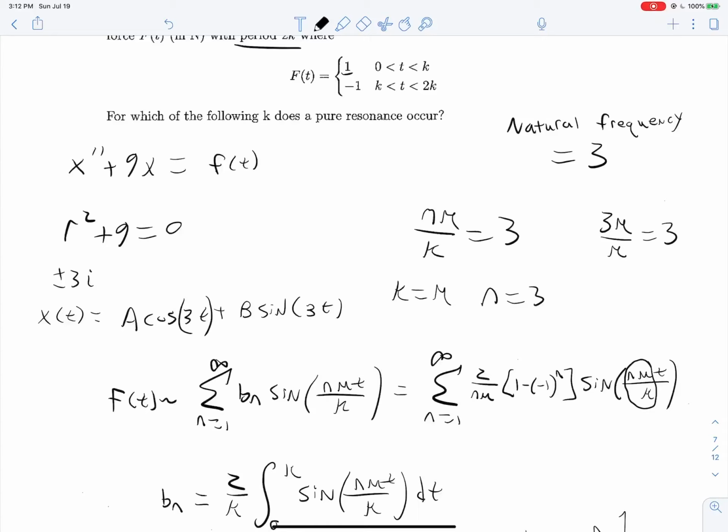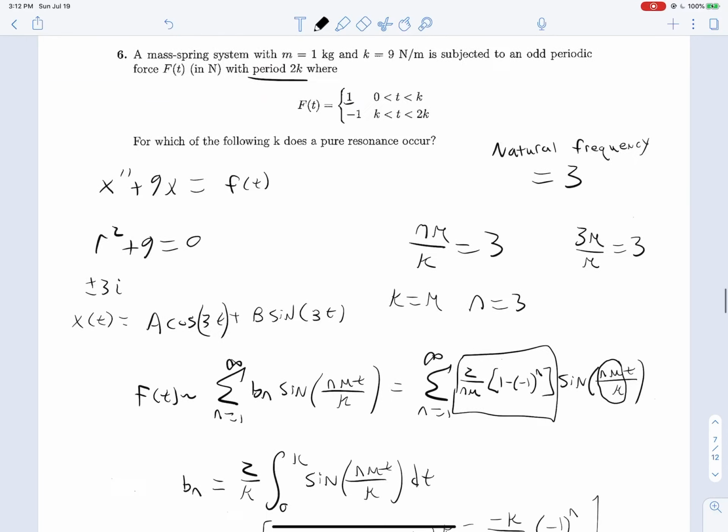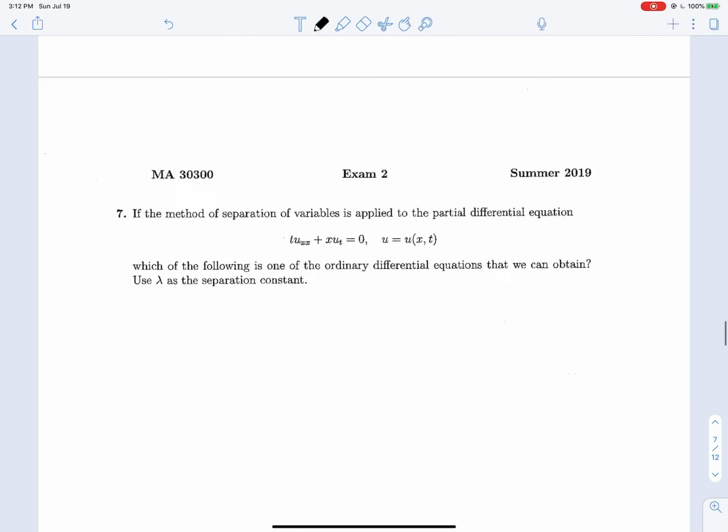And now all we have to check is that n equals 3 has a non-zero term for bn out here, which it does. We're going to get 4 over 3 pi, which is perfectly fine. And because we've found a matching frequency term in the Fourier series of our forcing function, we will get resonance. We'll get pure resonance with this system. So that is k equals pi. That gives us pure resonance. Sorry, that was a little botched there at the end. I hope that made sense to you.